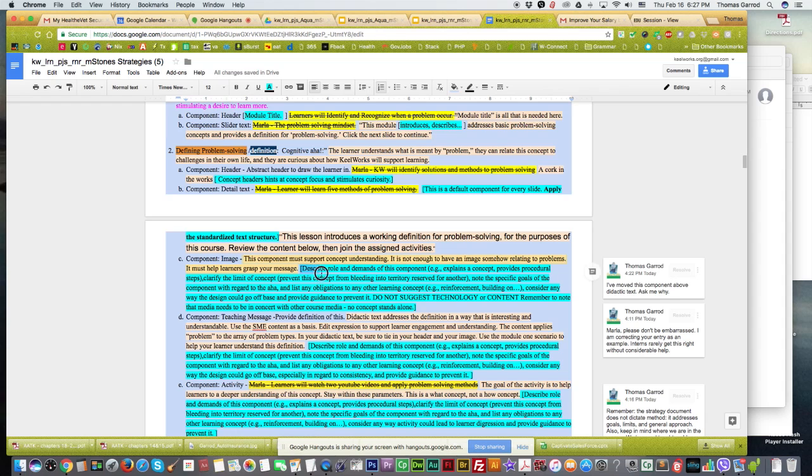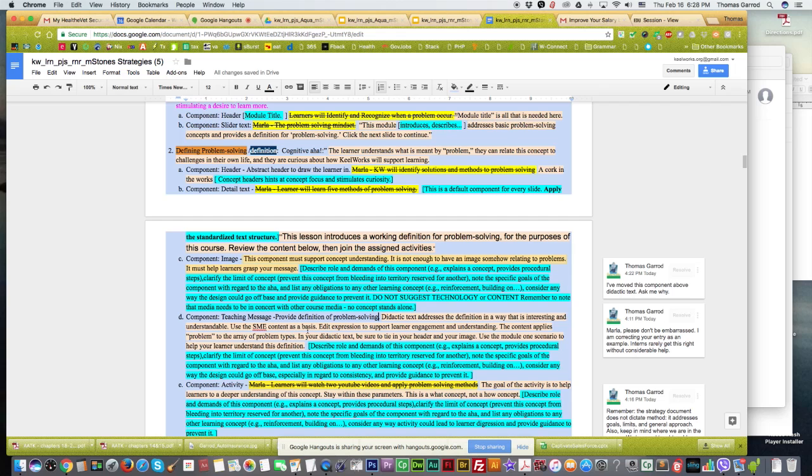Again, this blue text is simply telling you about what you need to accomplish here. Much of what I'm saying hopefully should be in there. So now we're talking about the component, the teaching message. Provide a definition of problem solving. Didactic text addresses the definition in a way that is interesting and understandable.